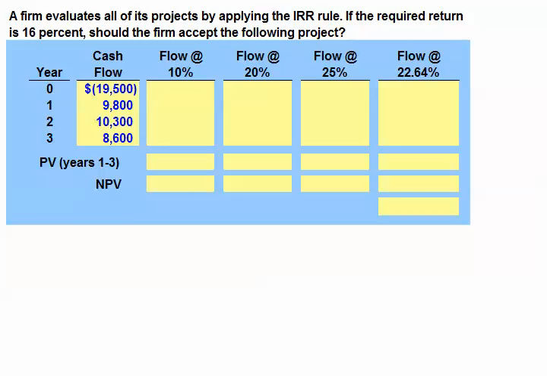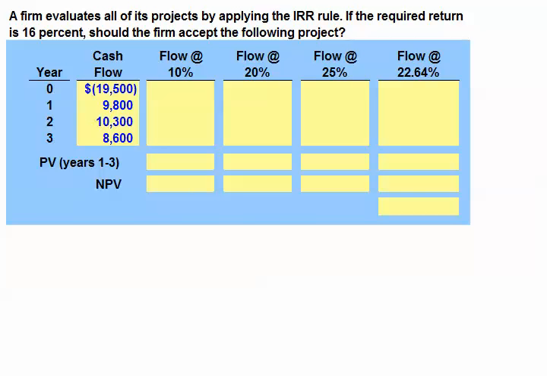A firm evaluates all of its projects by applying the IRR rule. If the required return is 16%, should the firm accept the following project? We have a time zero cash outflow of $19,500, a year one cash inflow of $9,800, a year two inflow of $10,300, and a year three inflow of $8,600.